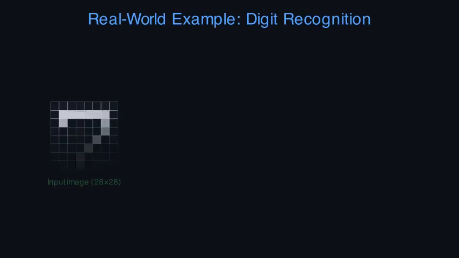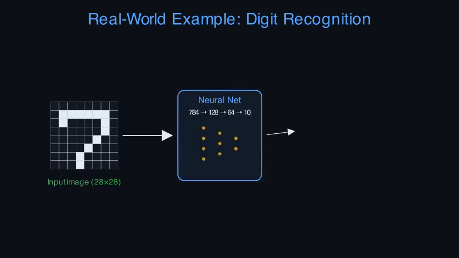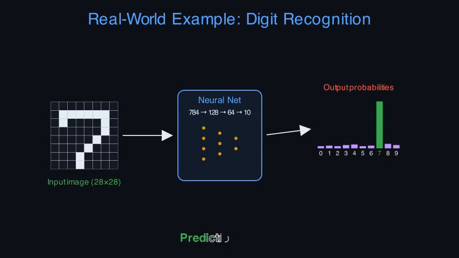Let us see backpropagation solve a real problem. The classic MNIST task, recognizing handwritten digits. On the left we have an input image, 28 by 28 pixels, 784 numbers in total. In the middle, a neural network with two hidden layers, 128 and 64 neurons, ending in 10 output neurons, one per digit. On the right, the network's prediction, a probability for each digit from 0 to 9.